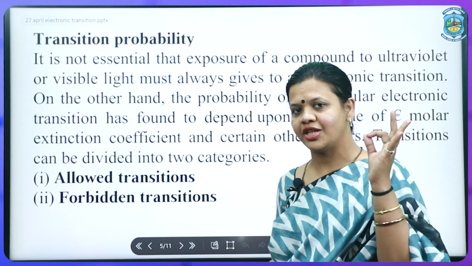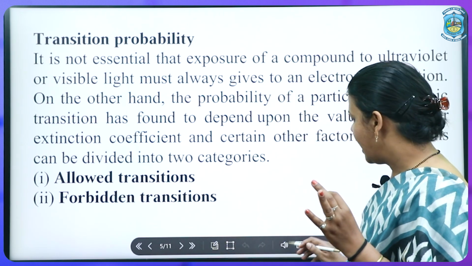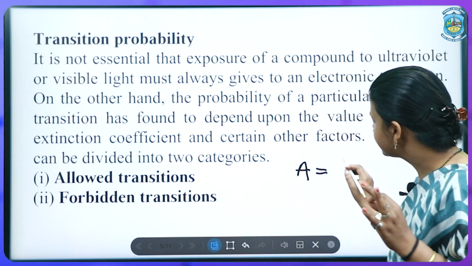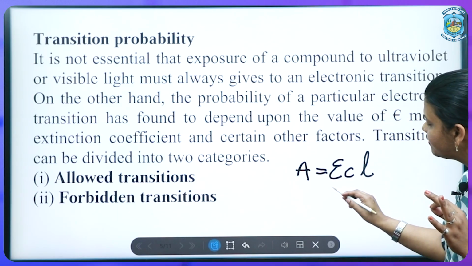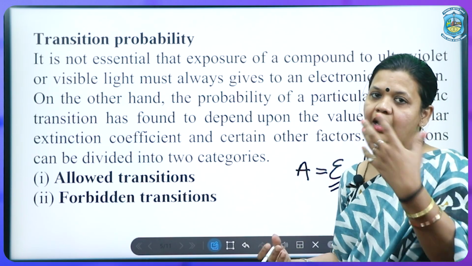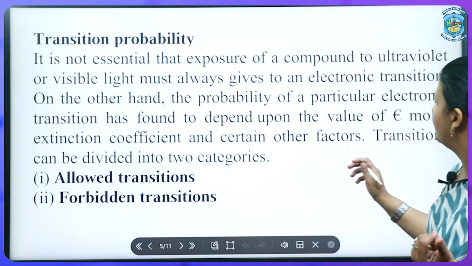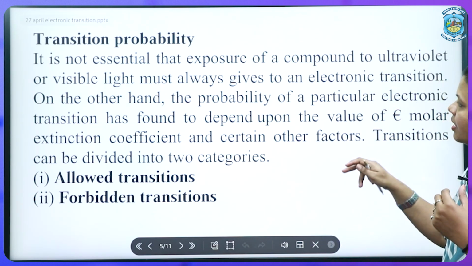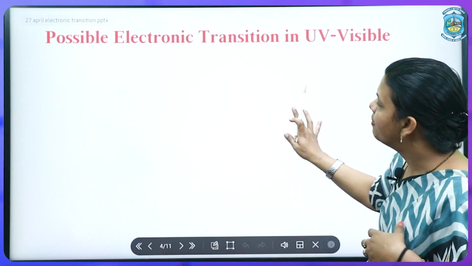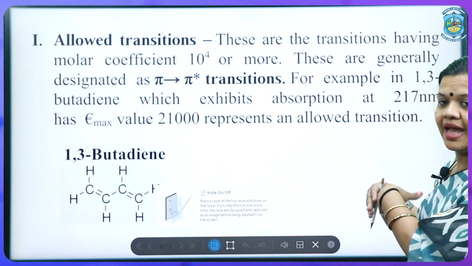As we know, in the last lecture we had discussed the Beer-Lambert's law, and the Beer-Lambert's law talks about absorbance, where we calculate absorption A is equal to epsilon C l. So this value of epsilon, the molar extinction coefficient, is a factor which determines whether a transition is allowed or forbidden. So which transition will we consider as allowed? All those transitions in which the molar extinction coefficient has a value of 10,000 or more. Its value should be higher than 10,000, then a transition can be considered as allowed transition.